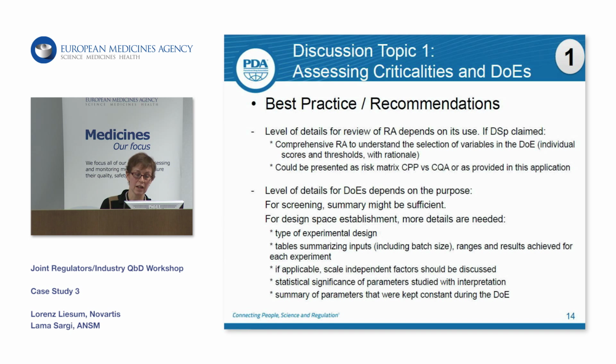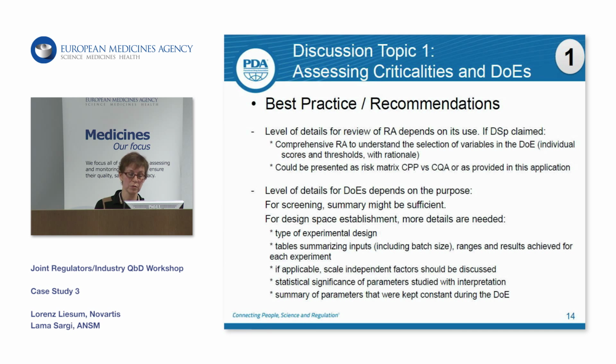And as you can see on this slide, we would need to have the type of experimental design because this will allow us to know if the resolution of the design was sufficient to establish not only the main effects, but also the interactions. We would like to have tables summarizing the inputs, the ranges, and the results achieved for each experimental run, not forgetting, of course, the batch size. This will help us understand the variability introduced in the design of experiments, and also it will allow us to check the distance of the response to the specification.